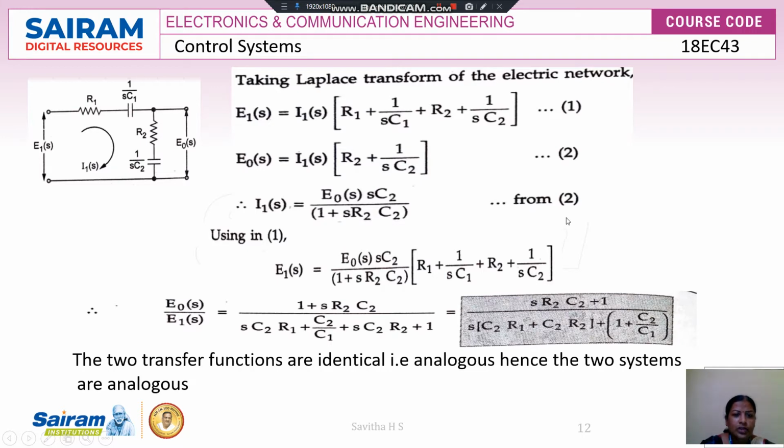So now substituting in equation 1, E1 of s is equal to, substitute I1 of s, I have substituted, and write the remaining expression as such, as I have written here. So finally I need the value of the transfer function E0 of s by E1 of s. This is 1 plus s R2 C2 divided by s C2 R1 plus C2 by C1 plus s C2 R2 plus 1. So I can prove that both the transfer functions are analogous.